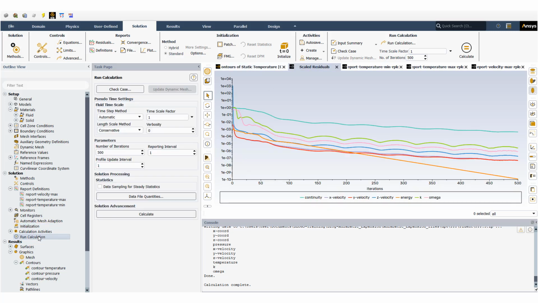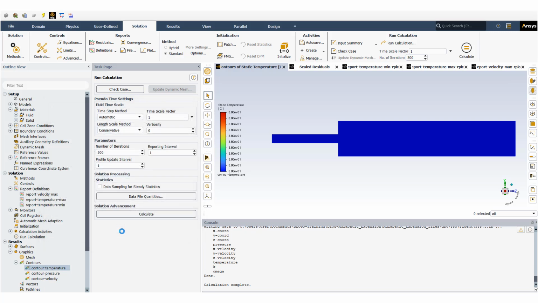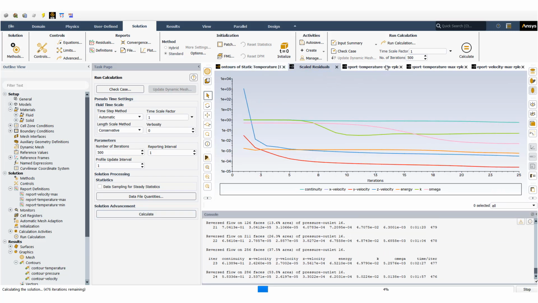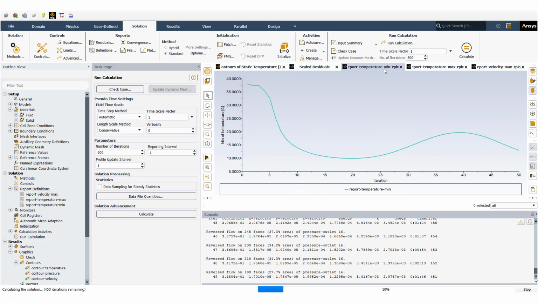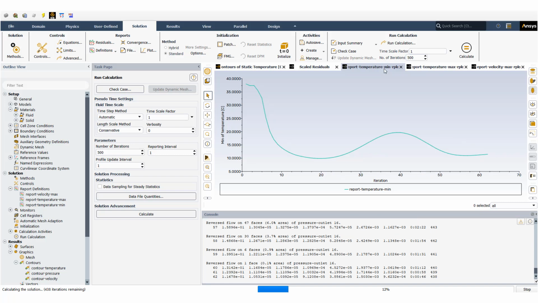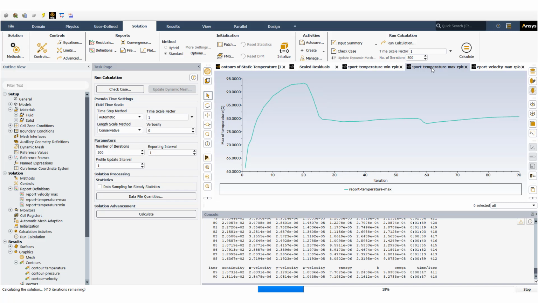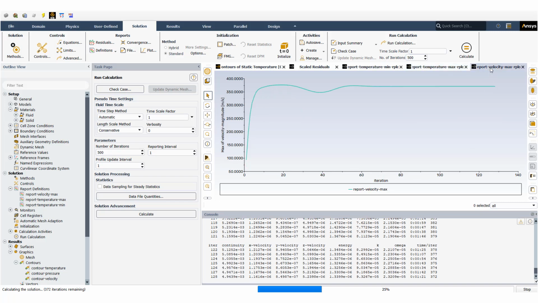and restart the solution again. You can check the contour of temperature to see that everywhere is the 38 degree initial temperature. Let's see. So we started the solution. These are residuals. This is mean temperature. It fluctuates at the beginning. Max temperature, there is a spike at the beginning above 90 and then it goes back to 80.